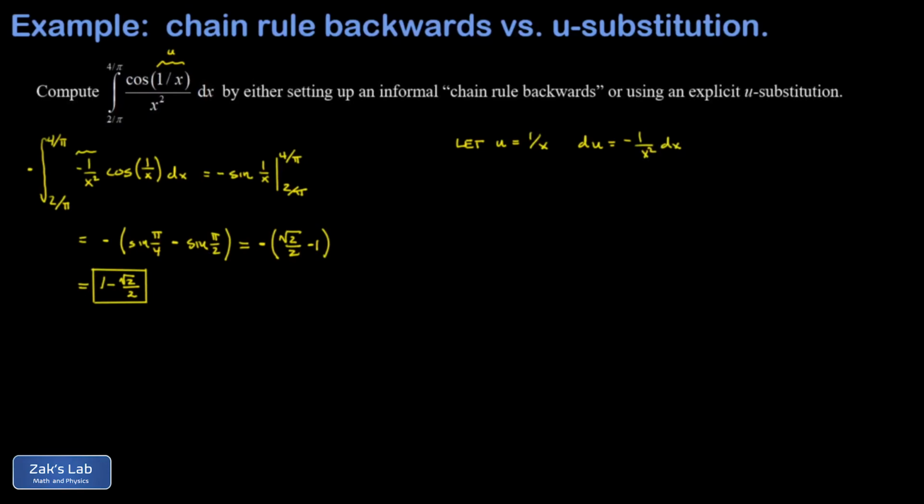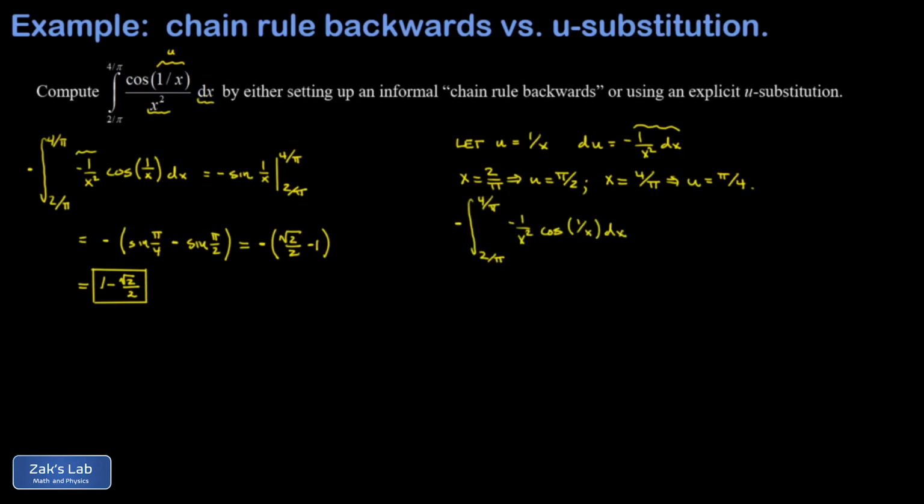I can also transform the limits of integration here. So when x is 2 over pi, u is 1 over x, which gives me the reciprocal of 2 over pi, or pi over 2. And when x is 4 over pi, u is pi over 4. Now because I already see my 1 over x squared dx sitting in the integrand, there's the x squared in that denominator and the dx out on the end. If I just throw a minus sign into the integrand, I'm going to find du.